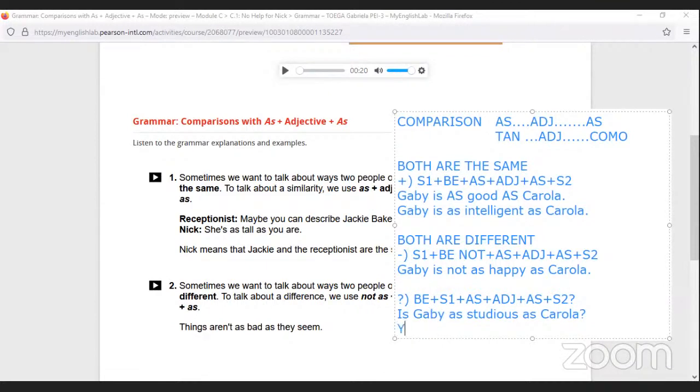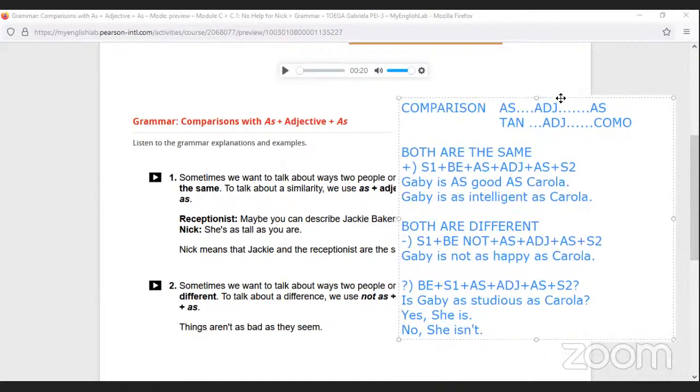So we can answer with affirmative. Yes, she is, because we are using verb to be. Or maybe no, she isn't. So we have these three structures for this grammar. I don't know if you have some question about this, Gabby, until here. No, it's okay. It's clear.